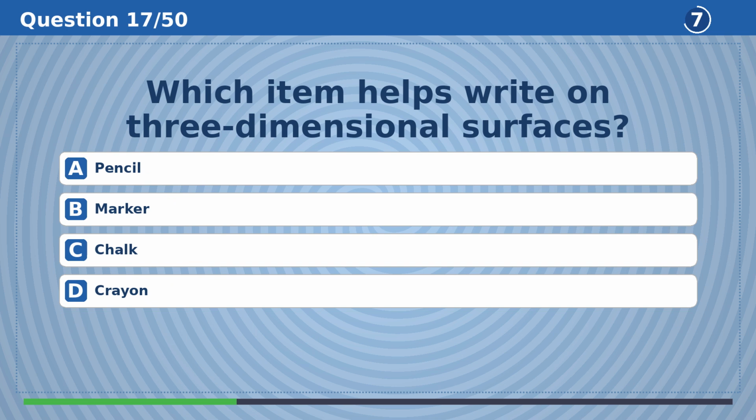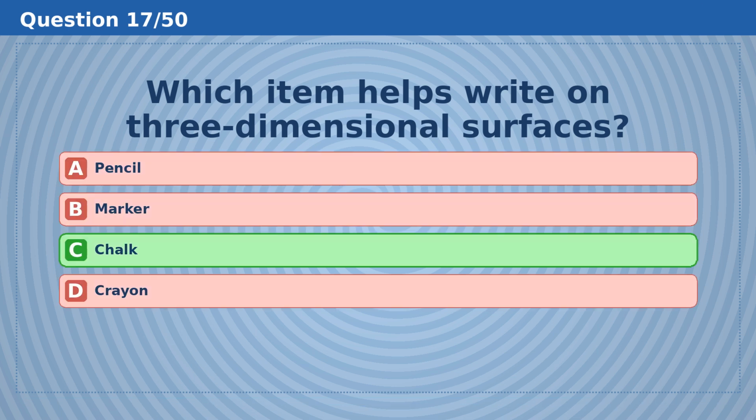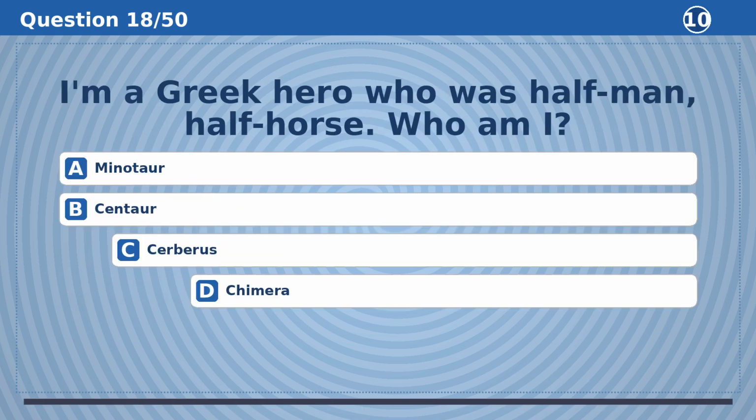Which item helps write on three-dimensional surfaces? The answer is C, chalk.